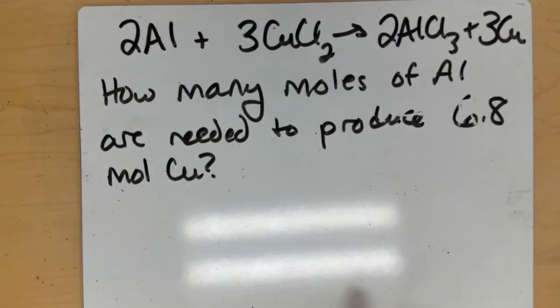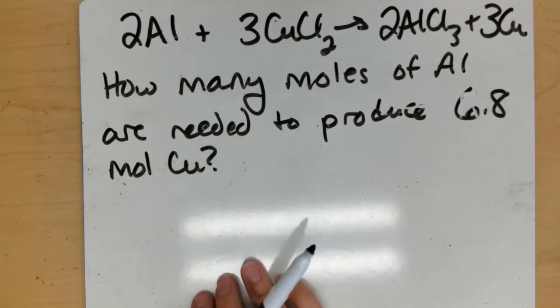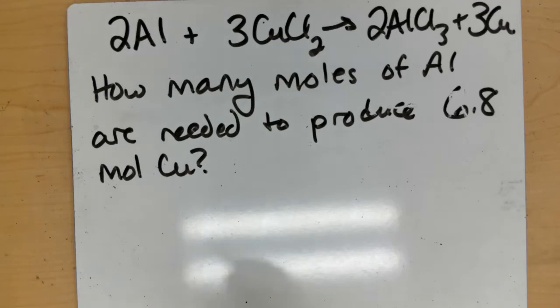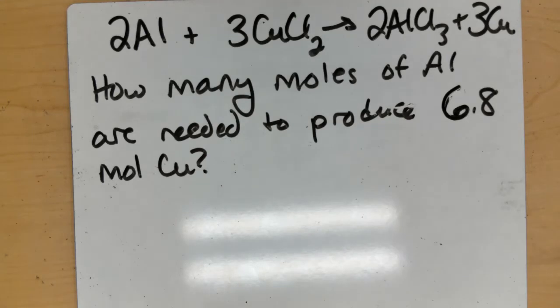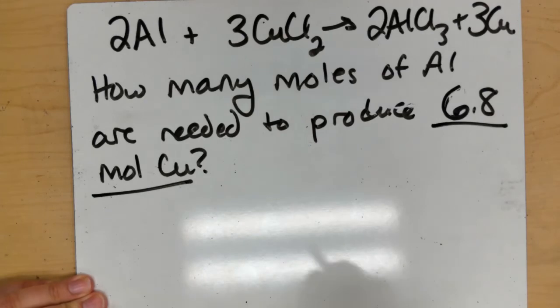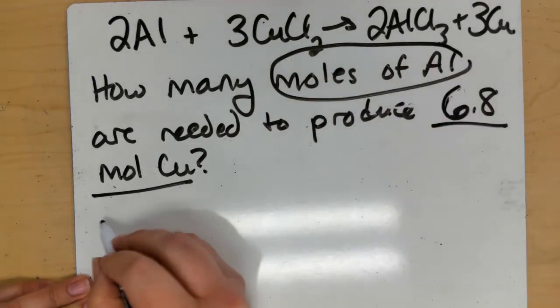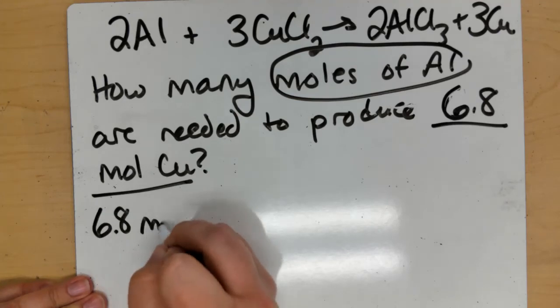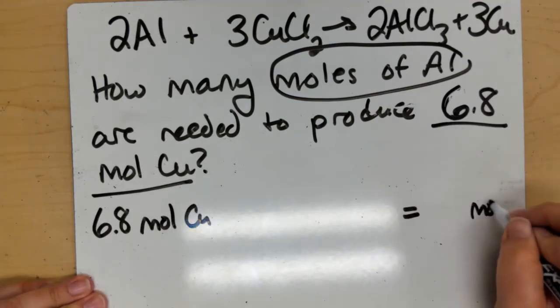All right, so this equation is the same equation we did in Lab 6.2, the reaction of aluminum and copper(II) chloride to produce aluminum chloride and copper. So this says how many moles of aluminum are needed to produce 6.8 moles of copper. So in this case, we're starting with a reactant. We're saying we want to get a specific amount of copper, so we want to know how many moles of aluminum we have to use. So I'm going to start by writing what I'm given, which is 6.8 moles of copper, and then I'm going to write where I'm going. Moles of aluminum.